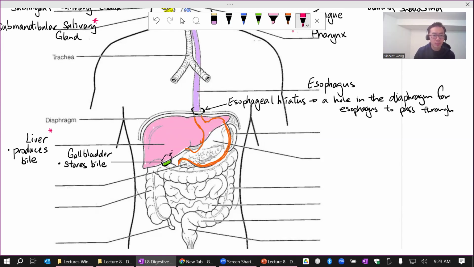Oh, sorry. Gallbladder is also an accessory organ. Stomach. Okay. It contains acid, right? It contains HCl to break down food. Right?